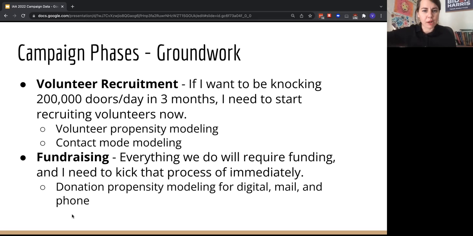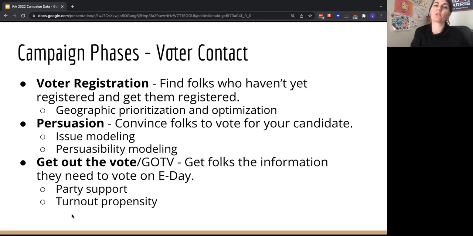We're getting everything ready for the part of the campaign that folks actually see, which is more on the voter contact side. Once we have our systems in place, we have our staffing up and running and our volunteer networks trained and ready to go, we move into the voter contact phase of the process.